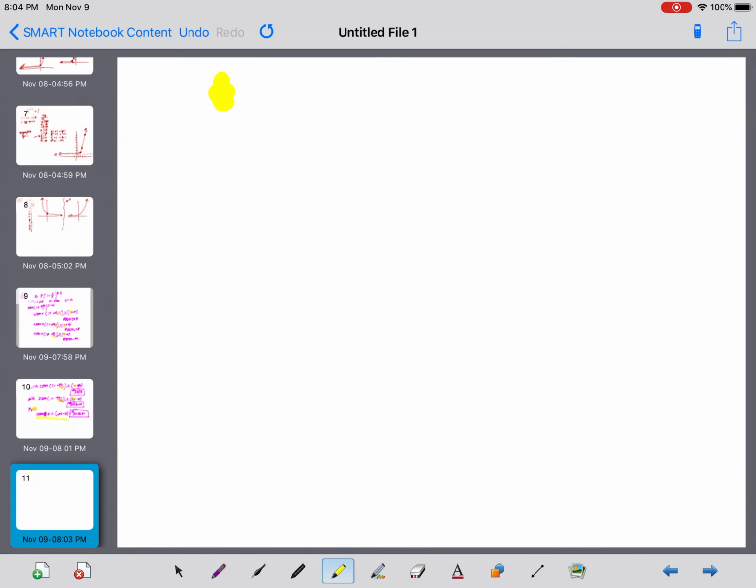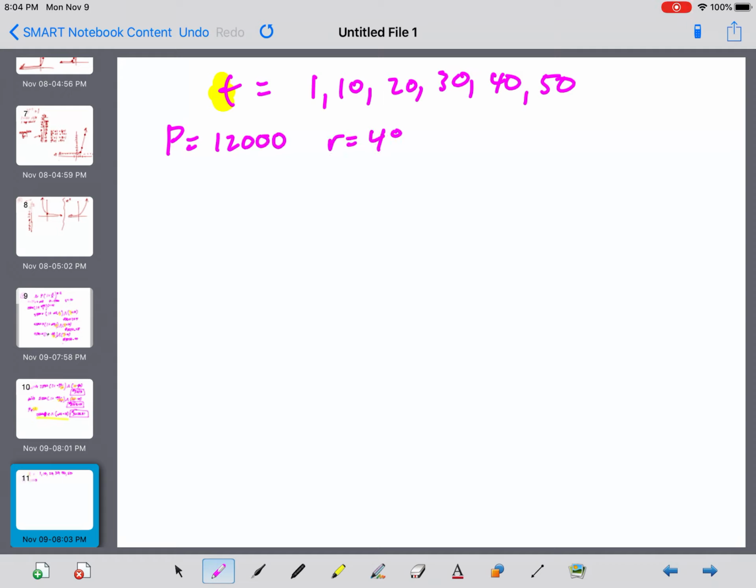So they kept changing the t. They wanted you to do t equals 1, 10, 20, 30, 40, and 50. So those are different amounts of years. This one, they gave you $12,000 to start with, and a 4% interest rate, which is 0.04. Okay, so for 1 year, compounded continuously, you'd use the PERT formula, 12,000 times E raised to the 0.04 times 1.